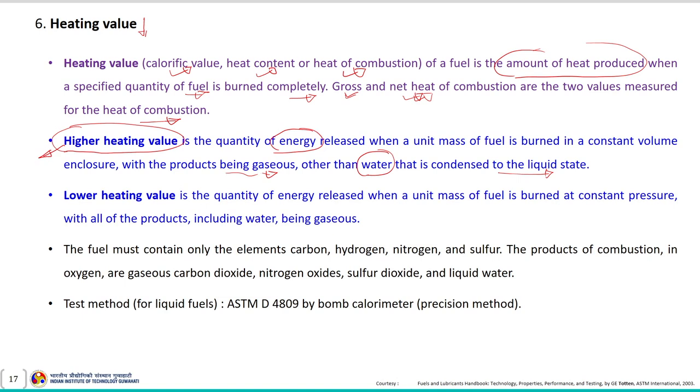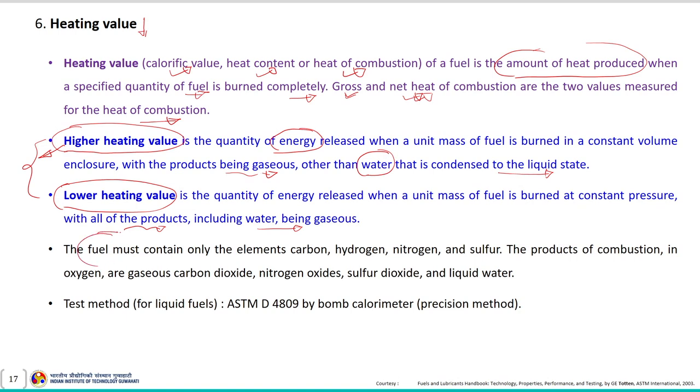Similarly, the lower heating value is the quantity of energy released when a unit mass of a fuel is burned at a constant pressure, with all the products including water being gaseous. So this is the major difference between these two values, that is the higher heating value and the lower heating value. And this concept of higher heating value as well as the lower heating value we also discussed in one of the lectures in module 1.